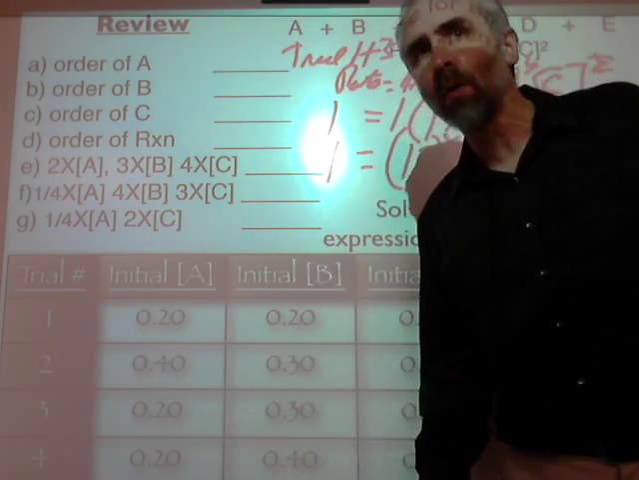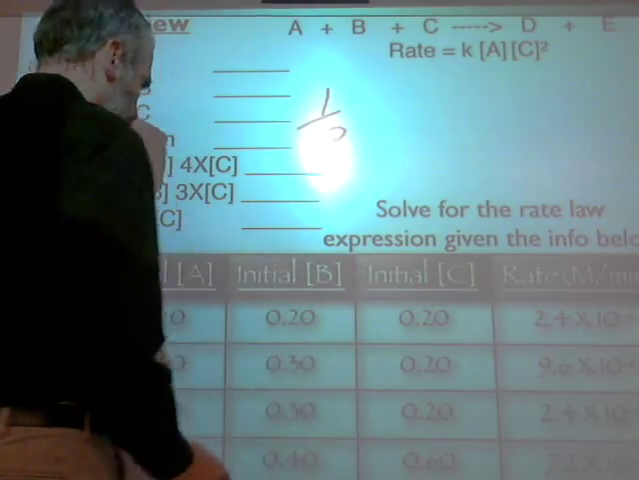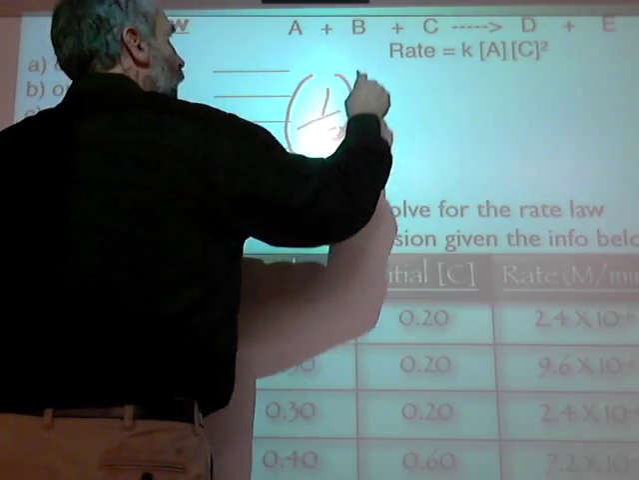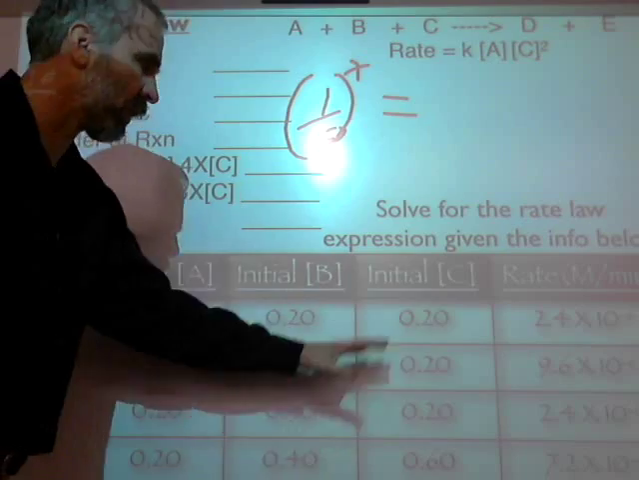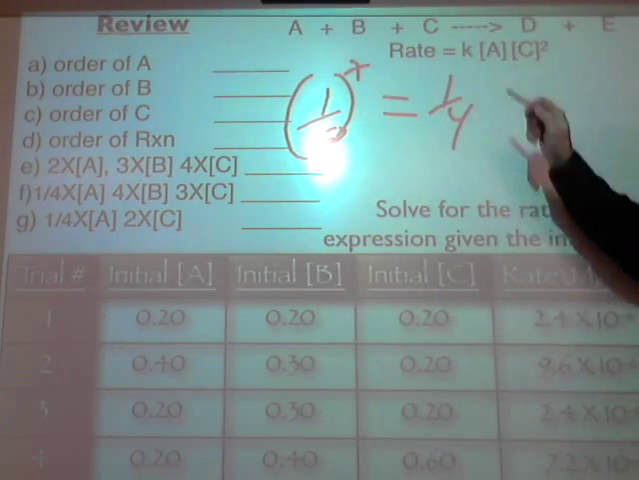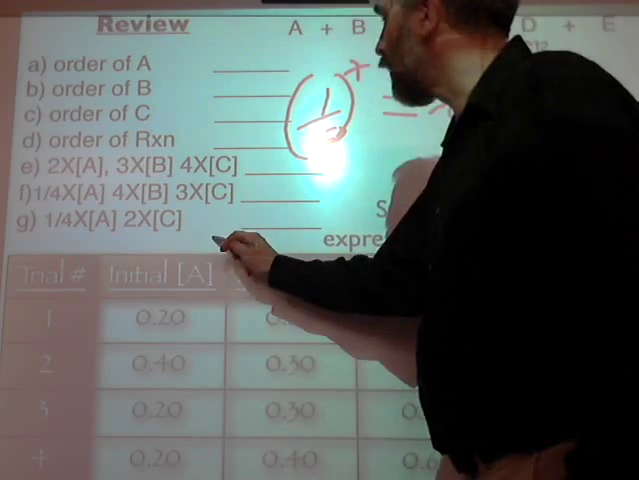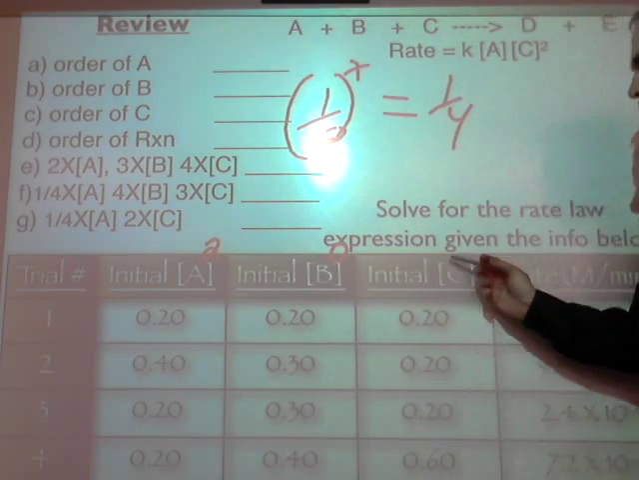This one decreases by 1/2. Let's just do the final step of this. 1/2 raised to the x power equals, all these other ones stay the same. What happened to that one? It went down by what? 1/4. Got it? What does x have to be? 2. So I now know that A is second order. I know B is 0 order.